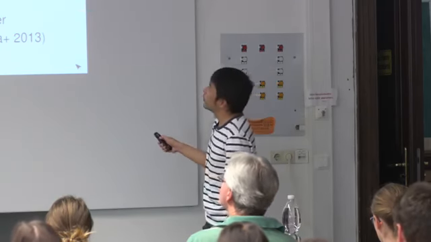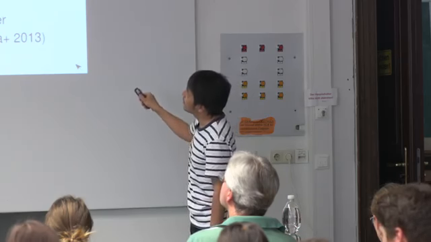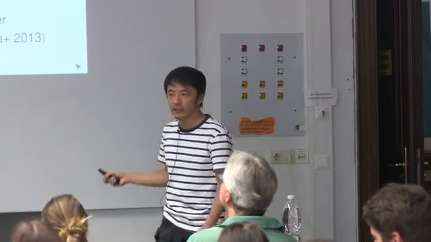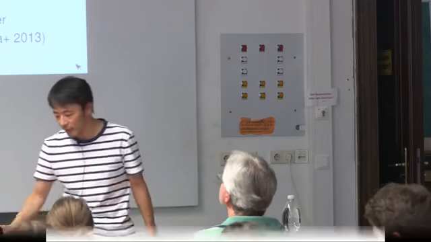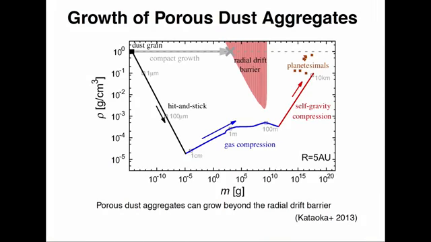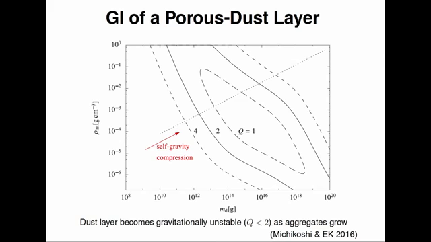And also, we studied this stage in detail, the dynamics of dust aggregates. This is the same density-mass plane, and this is the growth of dust aggregates. And here, the self-gravity compression is effective. So by this evolution, the dust aggregates inevitably hit this Q less than 2 area.